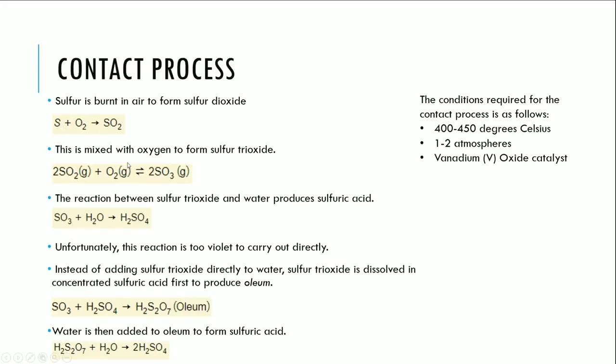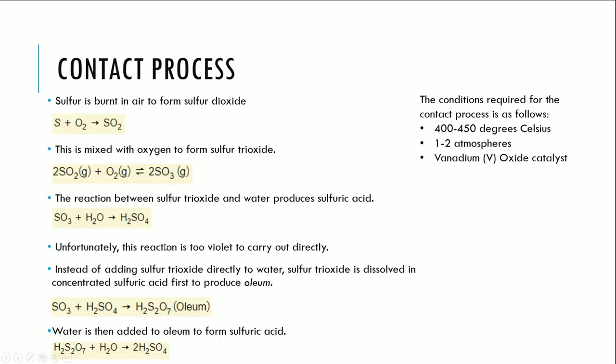This is then mixed with oxygen to form sulfur trioxide, and it is important here that this is in equilibrium. So we've got the double arrow suggesting that it's got the forward reaction and also the backward reaction as well. But either way, sulfur dioxide reacts with oxygen and you form sulfur trioxide as the product. So the reaction between sulfur trioxide and water inherently produces sulfuric acid.